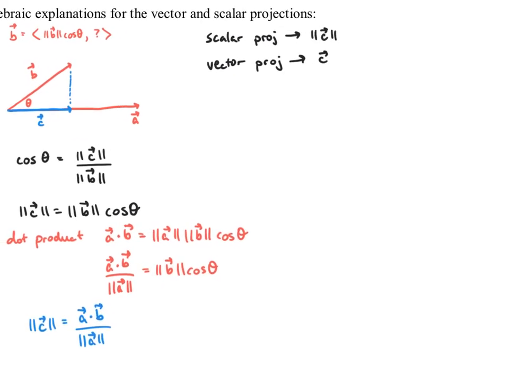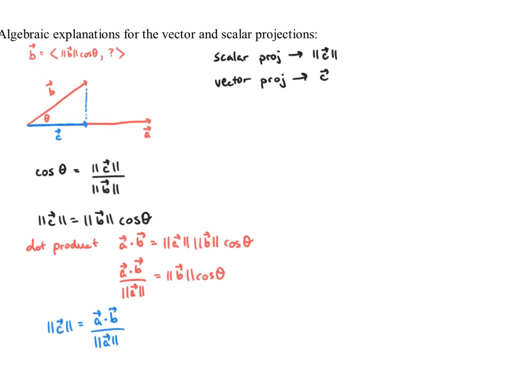Okay, we've tackled the magnitude of C, which is the scalar projection. Now we're going to figure out, with this blue vector, what the true components of that vector are.